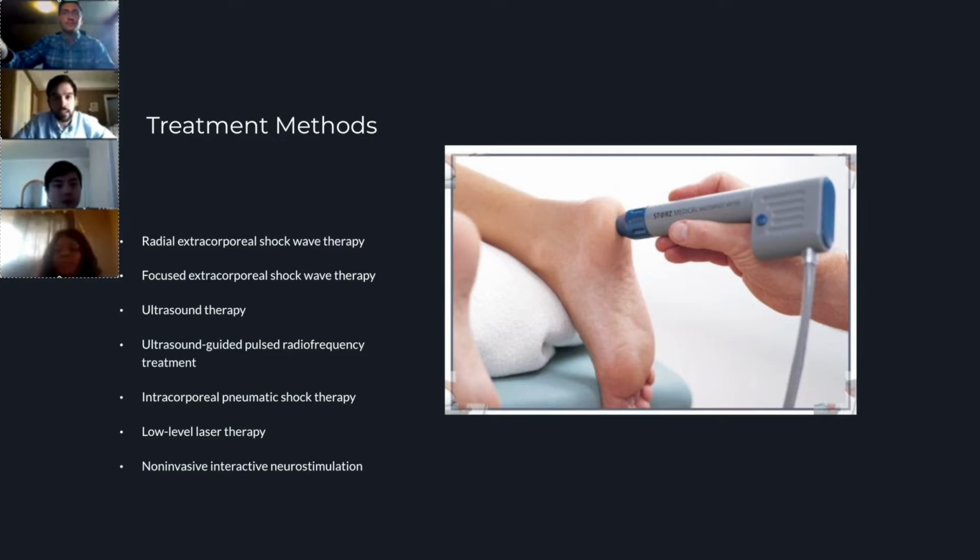Now, the patients, they looked at different treatment methods. These include radial extracorporeal shockwave therapy, focused extracorporeal shockwave therapy, ultrasound radio frequency treatment, intracorporeal pneumatic shock therapy, low-level laser therapy, and non-invasive interactive neurostimulation. Now, I'd like to add for a focus, there were 3 different intensities, which is low, medium, and high, and they were also compared for their efficacy. Next slide.